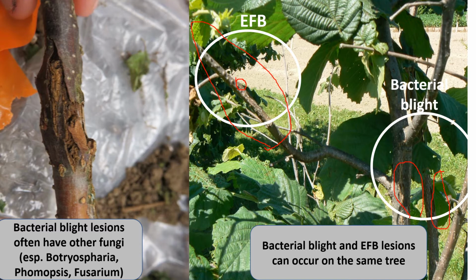In the case of this tree, it's likely that the bacterial blight infection followed the Eastern Filbert blight infection. So bacterial blight may have invaded through wounds caused by the Filbert blight fungus, or just the infection by the fungus weakened the tree and made it more susceptible to bacterial blight.